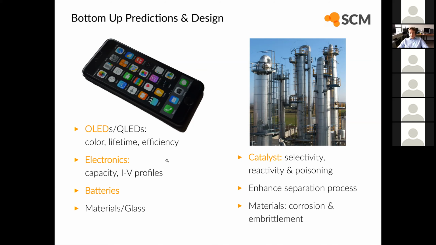Likewise, things hold for the very classical chemical industry, where, for example, in this chemical processing plant, one may have a catalyst and might be interested in its selectivity, in its turnover frequency, or study its behavior with the aim to reduce the poisoning of the catalyst by side products. Also, one might use such knowledge to enhance separation processes or general chemical processes, and also study the material of the chemical processing reactor in order to reduce, for example, corrosion or embrittlement of the reactor material.